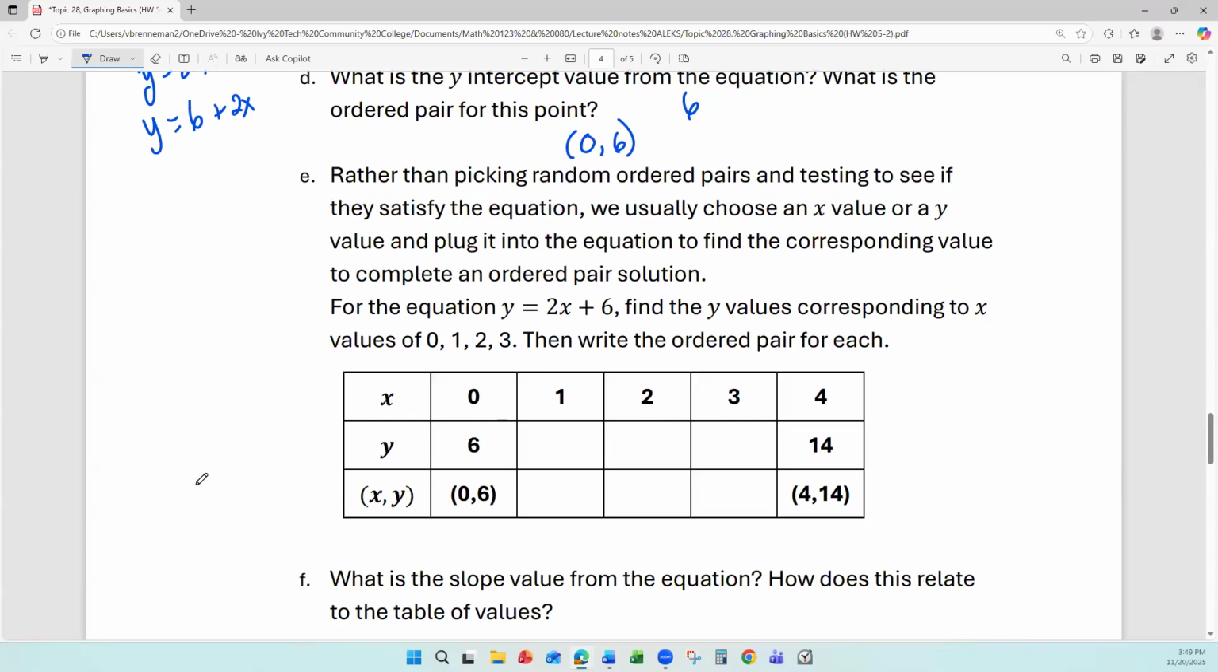So we're going to look at, we already have 0 and 6, 4 and 14. And we put in 2, and that came out 10. 6 plus 2 times 2 is 10. So that's another pair, 2, 10. For 1, 6 plus 2 times 1 is 8. So we have 1, 8. And then 6 plus 2 times 3, 6 plus 6 is 12. So 3, 12.